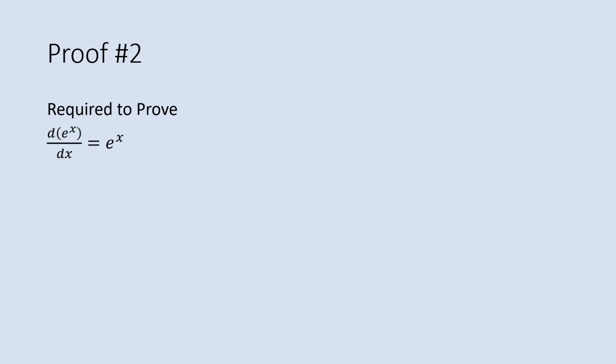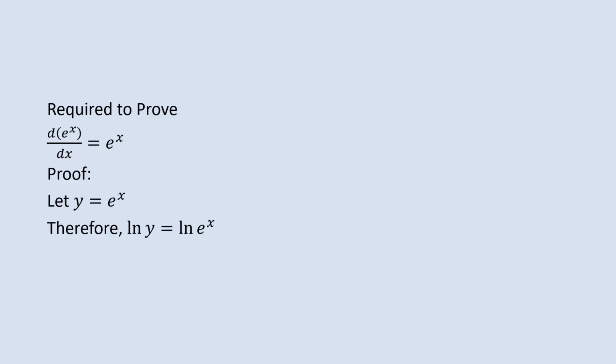Now for our second proof, we want to show that the derivative with respect to x of e to the x is e to the x. So what we're going to do is say let y equal e to the x. And then, something kind of interesting perhaps, we're going to take the natural logarithm of both sides. So instead of y equals e to the x, we'll say the natural logarithm of y is the natural logarithm of e to the x. And that's what we have written here.